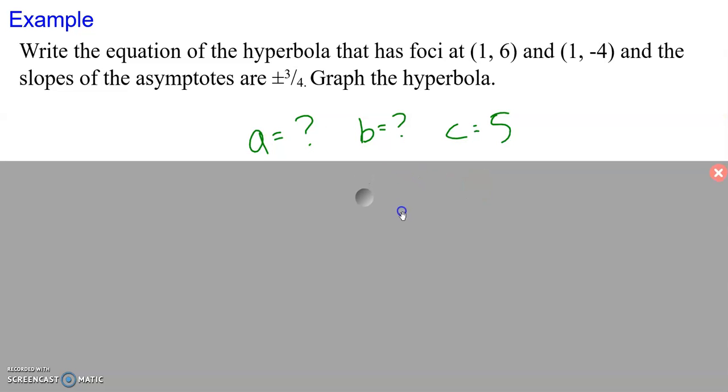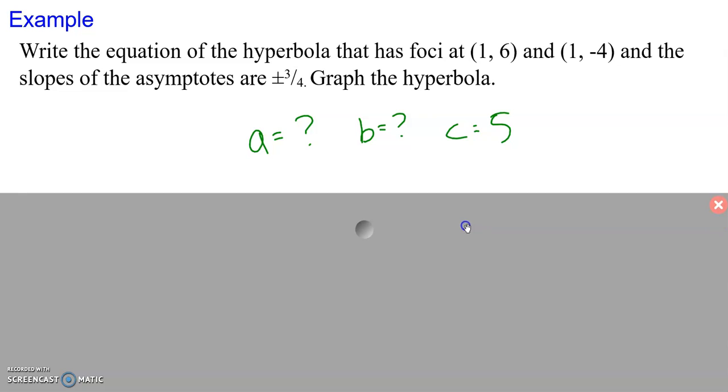So let's start with, what do we know of these, a, b, and c? We don't know a or b really yet. We can figure that out soon, but I think it's easier to figure out what c is because I can look at how far apart these two foci are. So these two foci are 10 units apart. So c is going to be half that distance because the center is directly in between these 2 points. So the distance from the center to one of these is 5.